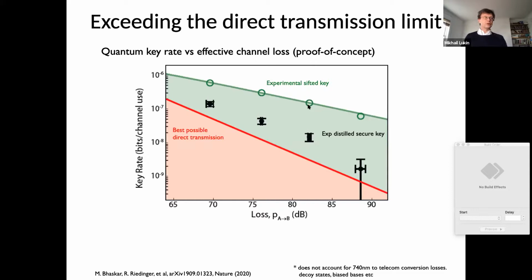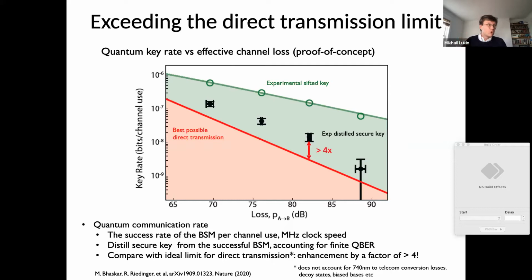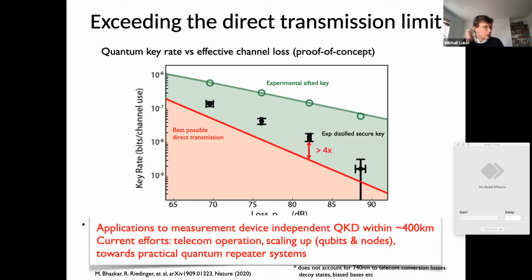Now, of course, this system is imperfect. So once we get this result, we have to do things like error correction and privacy amplification. This is the result of that. This result is still a factor of 4 or 5 larger than the best possible direct transmission. So this is, if you want, quantum advantage in communication, and we are now quite excited about that.